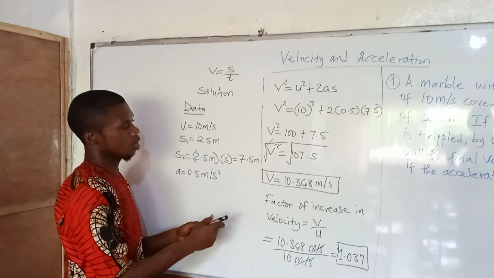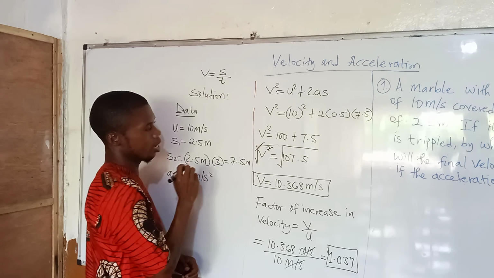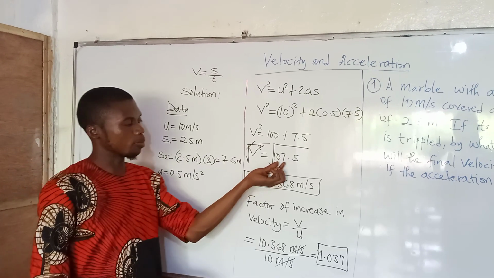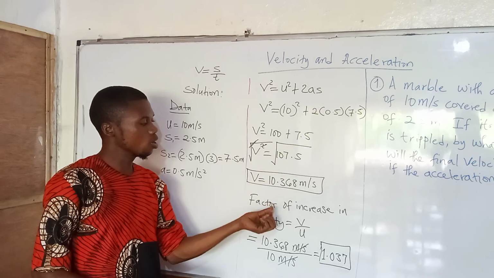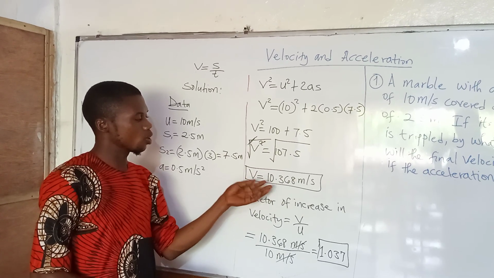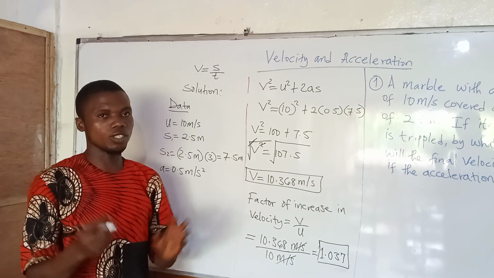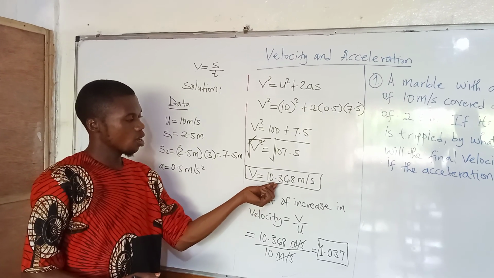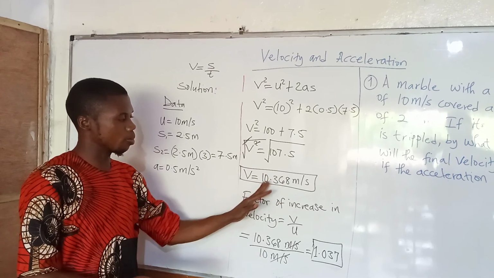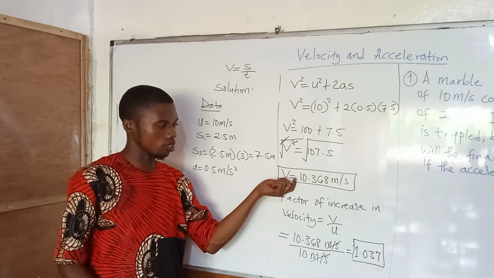When that happens, the square root cancels this square, and then we use our calculator and put this value under the square root. We have approximately v equals 10.368 and some other digits, and we decided to take our answer correct to 3 decimal places. After the decimal point, we have 3 decimal numbers there. Okay, so this is the final velocity.